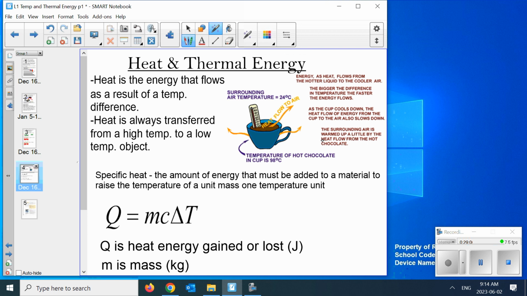Okay. Specific heat. Now, I've alluded to this when I talked about putting your hand on your desktop and a metal leg. Specific heat: the amount of energy that must be added to a material to raise the temperature of a unit mass one temperature unit. Boy, that's a sentence that I don't understand then. Well, let's just take a look at it mathematically, and we will be looking at the math behind this a little bit.